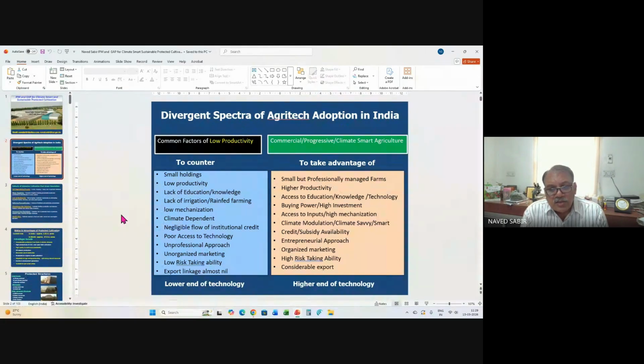Whereas in the high-tech agriculture, the farms are professionally managed, we achieve higher productivity, we get advantage of the non-season or off-season, the buying power and investment capacity of the individual is higher, the understanding of the technology, availability of the technology, and application of the technology is at the higher level. Access to inputs and higher mechanization is available. Climate modulation and climate savvy and climate smart systems are available these days with the help of different kinds of sensors. If need be, we will discuss different kinds of sensors.